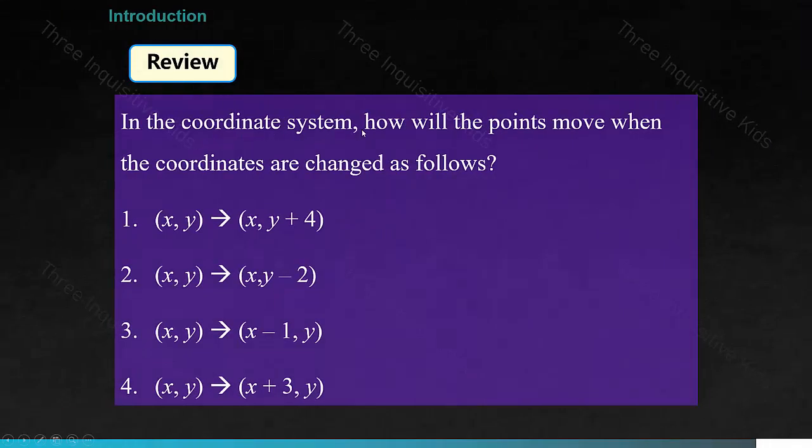In the coordinate system, how will the points move when the coordinates are changed as follows? If y is added 4, it means we are moving a point up 4 units. Y minus 2 means we are translating 2 units down. X minus 1 equals we're translating 1 unit left. X plus 3 means we're translating 3 units to the right. This is a quick review of what we learned in our last lesson.